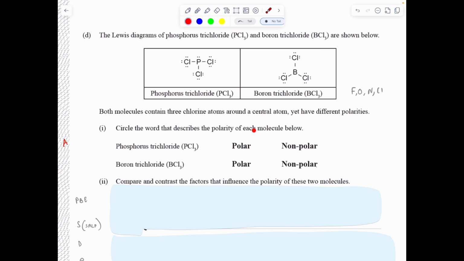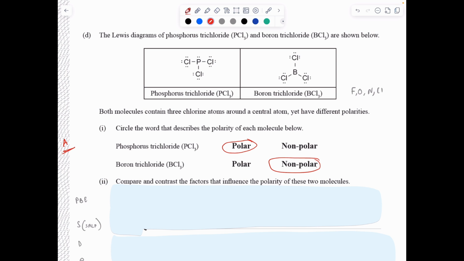So let's have a look at phosphorus trichloride. As you can see, an instant giveaway that it's polar is the fact that it has lone pairs of electrons, okay? So this is going to be polar. Okay, for boron trichloride, same atoms, but there are no lone pairs, so you can be confident that it is going to be non-polar. Compare, and that's worth an achieved.